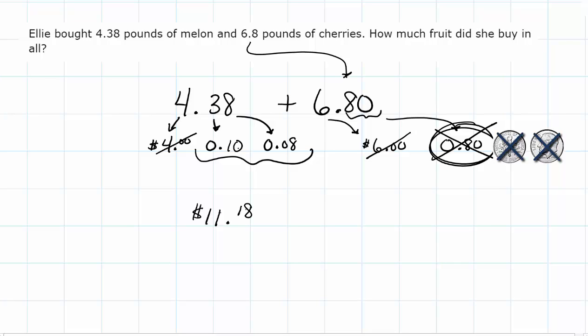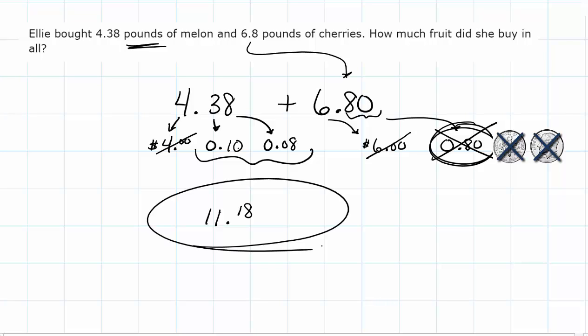So our final answer here isn't really going to be money. It's going to be pounds. But I have 11 pounds and 18 hundredths of another pound. So 11.18 pounds.